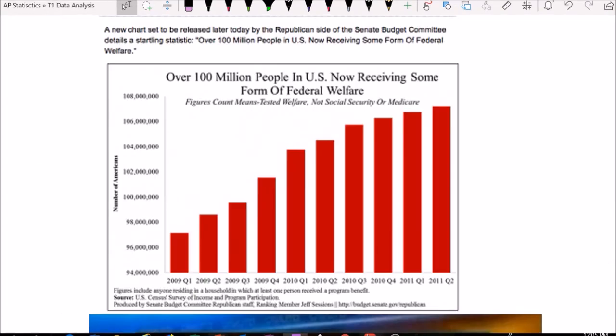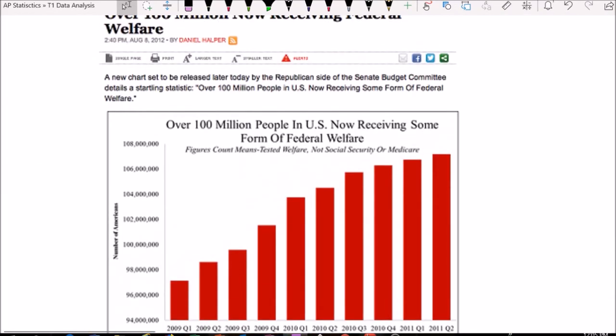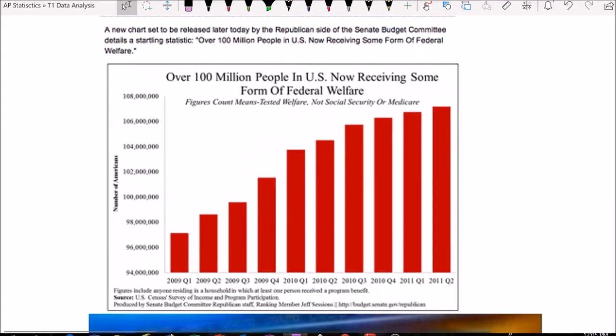Here we have a chart that is from the year 2012 that was set to be released by the Republican side of the Senate Budget Committee. And it's giving some information here. And this one is really interesting. Sometimes you have to zoom in on data to really get a clear picture, like with the climate data. And sometimes you have to zoom out to really get a clear picture. And that's one of the things, it's not always clear cut. But doing one or the other, since they tell different stories, can be used for different purposes.